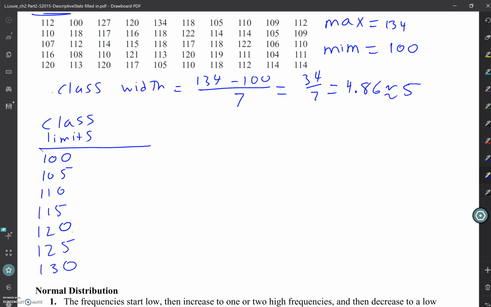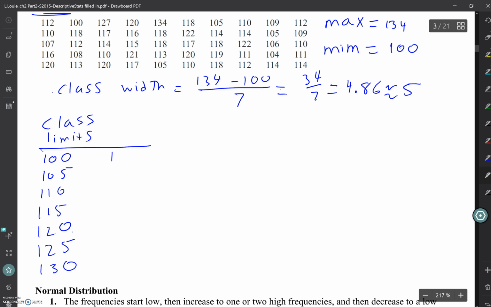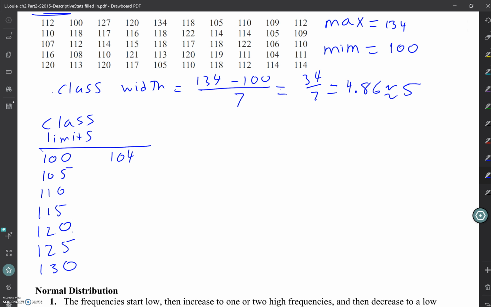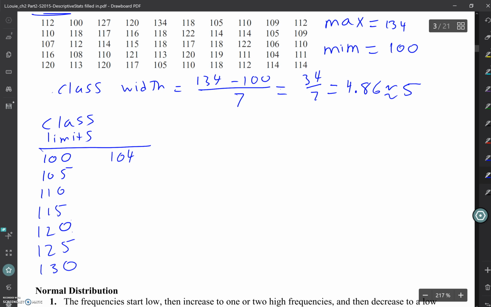To get my upper, I want the highest whole number I can get to without pushing me into the next class. So what's the highest I can be without going into 105 as far as whole numbers go? 104. And then I can always think of it, I can add that class width to get all the uppers from there. I can also say it's always 1 less than the next lower limit, if you want, either way you want to think about it.